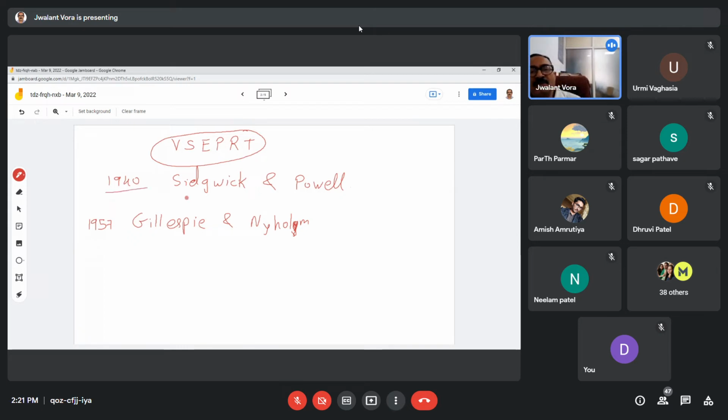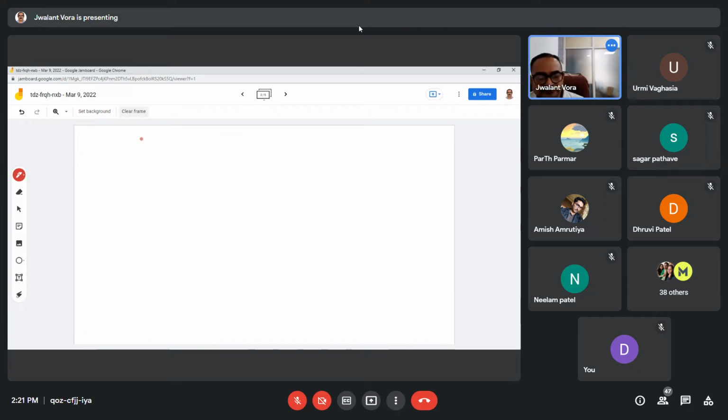In 1940, it was developed by Sidgwick and Powell. Further, it was modified in 1957 by Gillespie and Nyholm. And many more theories, like the Walsh diagram and others, developed it further. So let us see what this VSEPR theory is. Basically, prediction of the shape can be made depending on the number of electron pairs present in the outermost shell, in the valence shell.